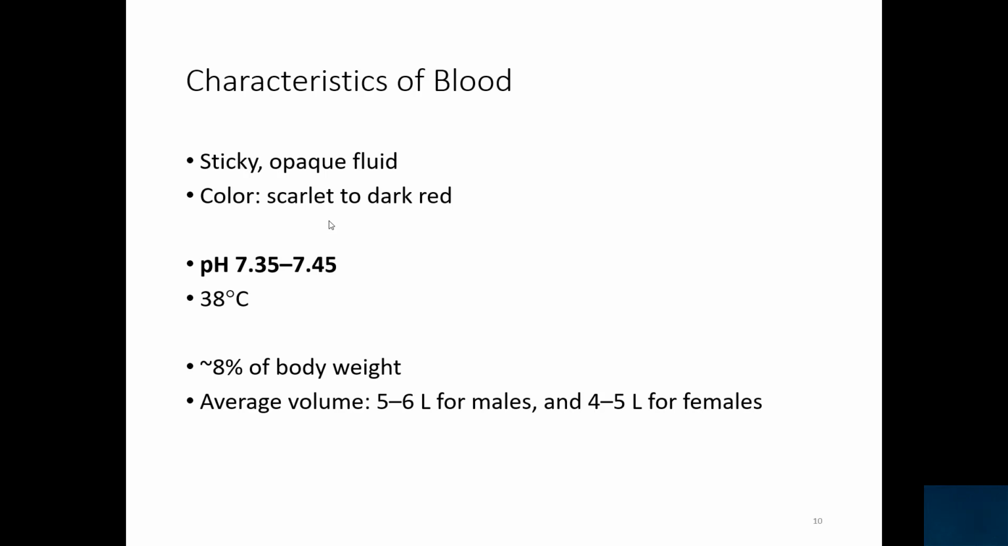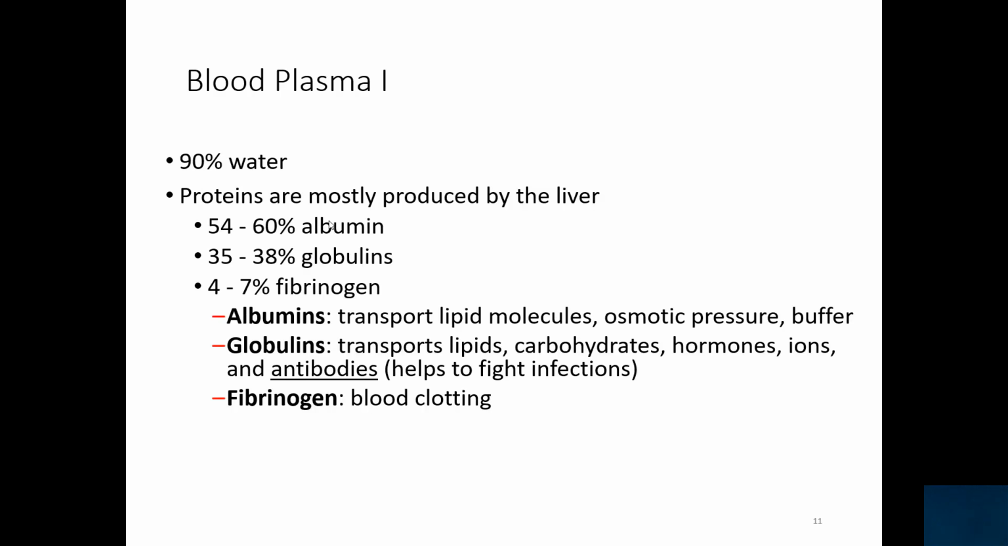The pH of blood is from 7.35 to 7.45, as you know, and the temperature of blood is 38 degrees Celsius. Blood makes about 8% of body weight, and the amount varies depending on body size and weight. On average, males have 5 to 6 liters of blood, and females have 4 to 5 liters of blood.